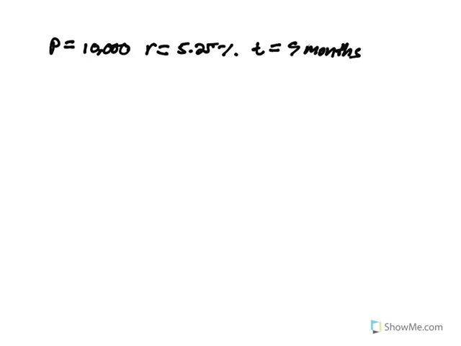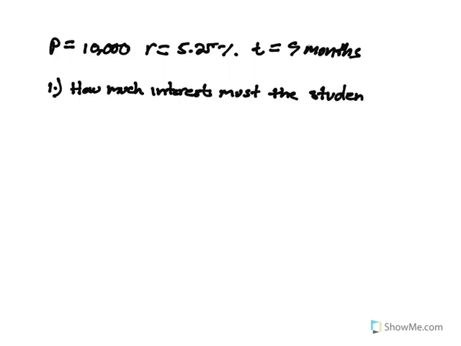Here's what I want you to do first, okay? First thing I want you to do is find out how much interest must the student pay, okay? In order to calculate that, we need to know the simple interest formula, which is I equals PRT. Okay, so you remember that? It's a very important formula, a simple one, but good to know, right?